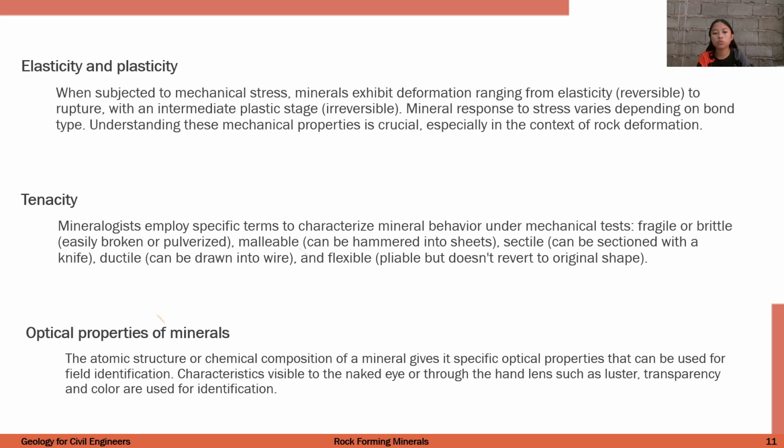The way atoms are arranged sa mineral, or what the mineral is made of, gives it special optical features. So, things like kung gaano siya ka-shiny, ka-transparent, or colorful, ang mineral, nakakatulong ito para i-identify ang mineral na ito. Whether we're looking with our eyes or through hand lens. So, mayroon siyang characteristic visible to the naked eye such as luster, transparency, and color. So, itong tatlo, ito yung nag-a-identify.